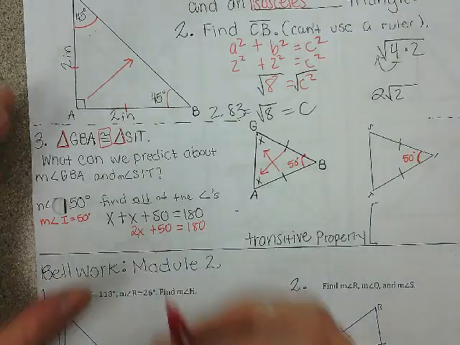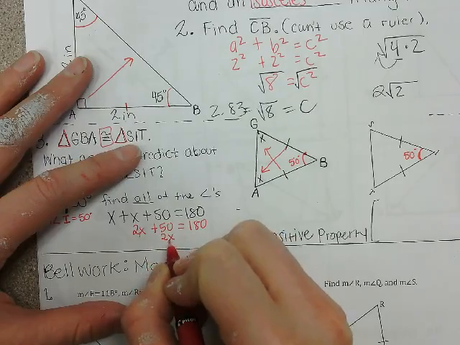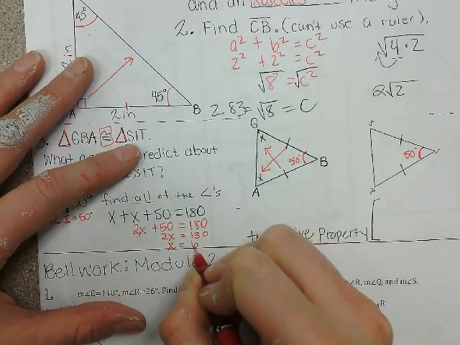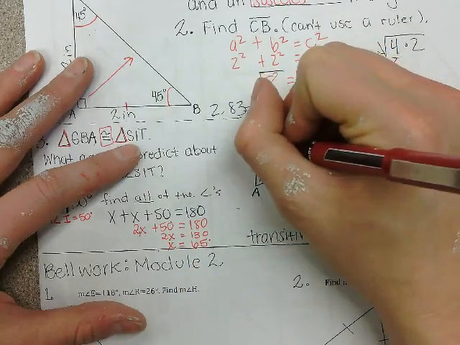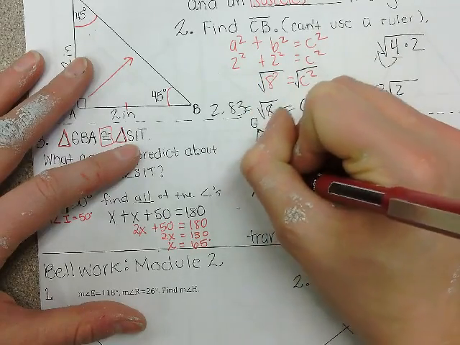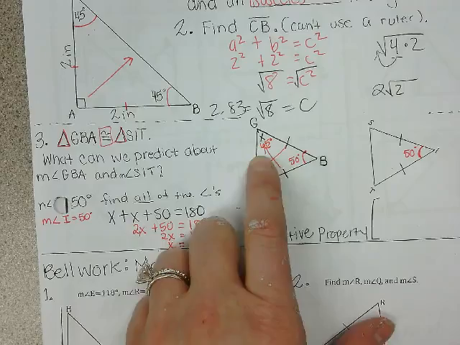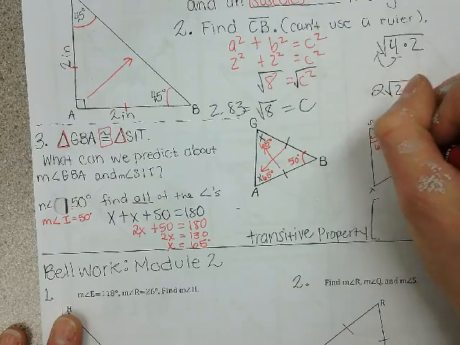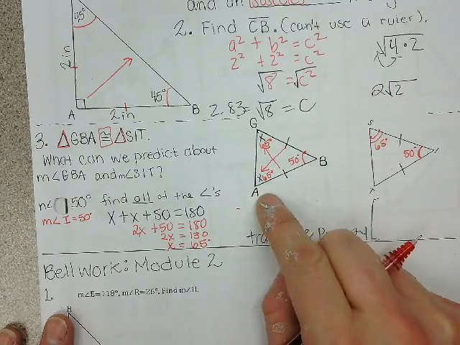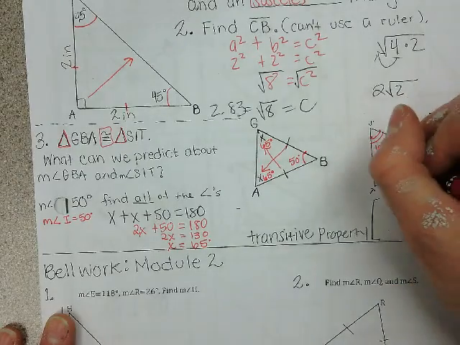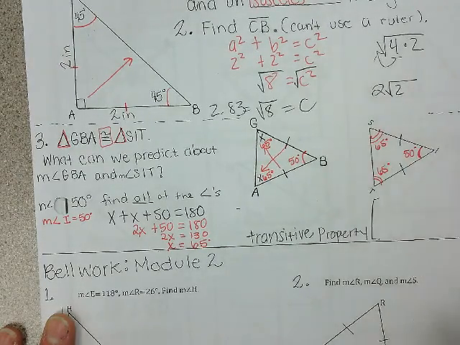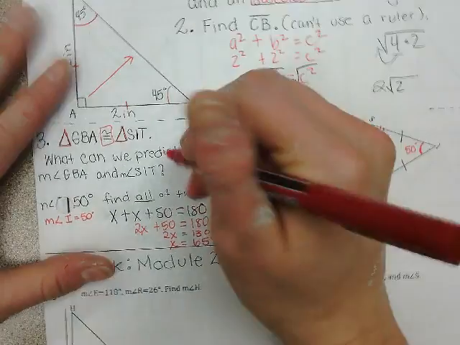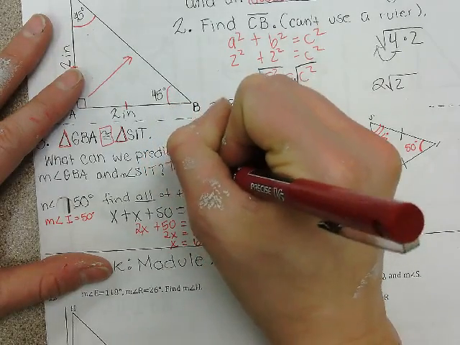All right, subtract 50 from both sides. Divide by 2, x is 65. All right, so these angles are 65 degrees. All right, so if angle G is 65 degrees, what do I know about angle S? 65 degrees. If angle A is 65 degrees, what is angle T? 65 degrees. Okay? Oh, I didn't write that, so that should say they are congruent.